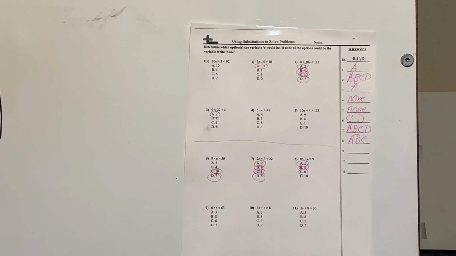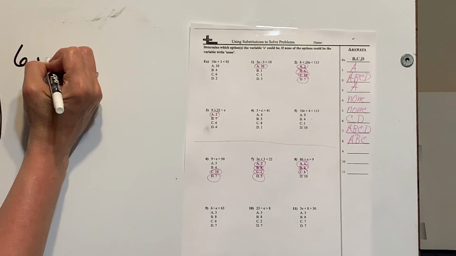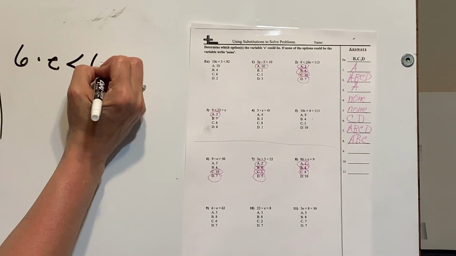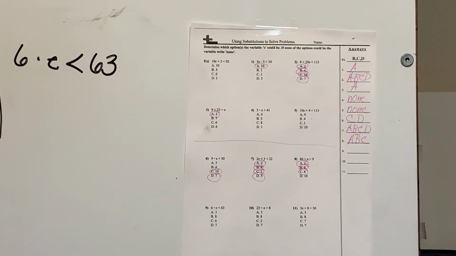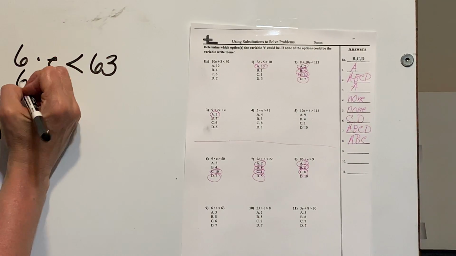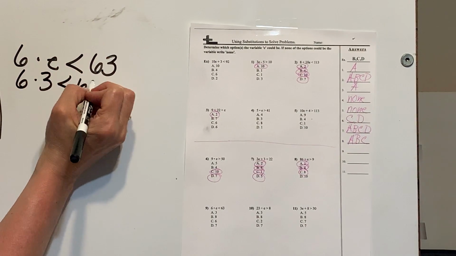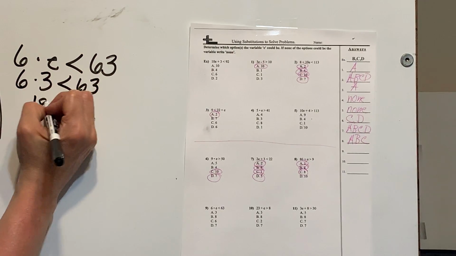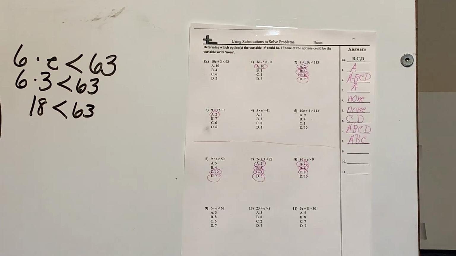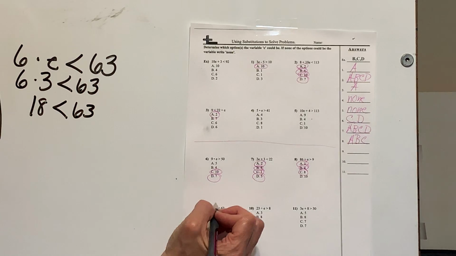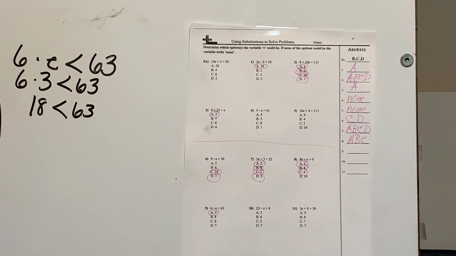Let's go on to number 9. Number 9 is 6 times E is less than 63. So the first number to plug in is 3. 6 times 3 is less than 63. Well, 6 times 3 is 18, and we know that's less than 63. So we know that 3 can be plugged in for E.